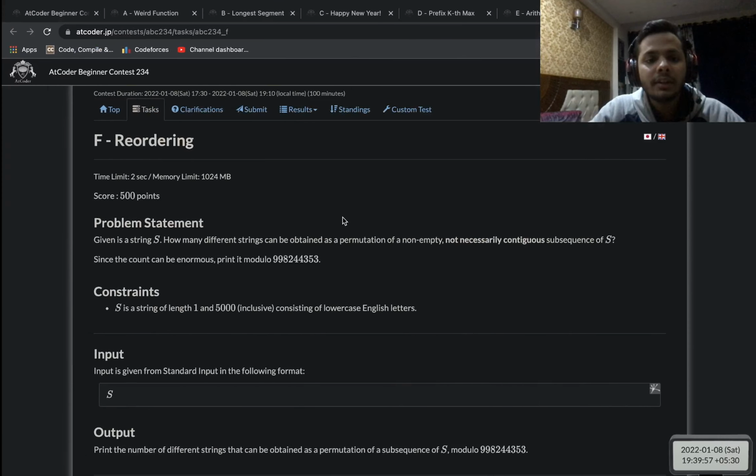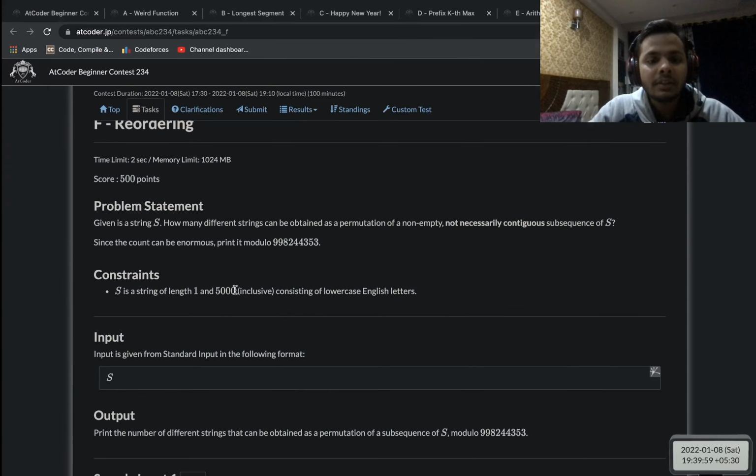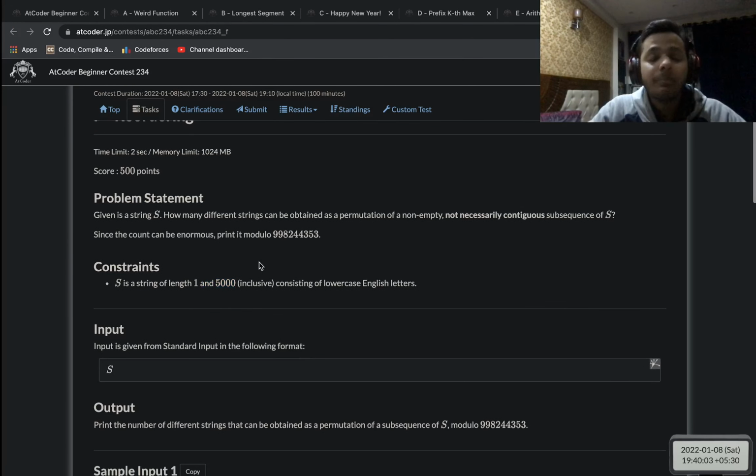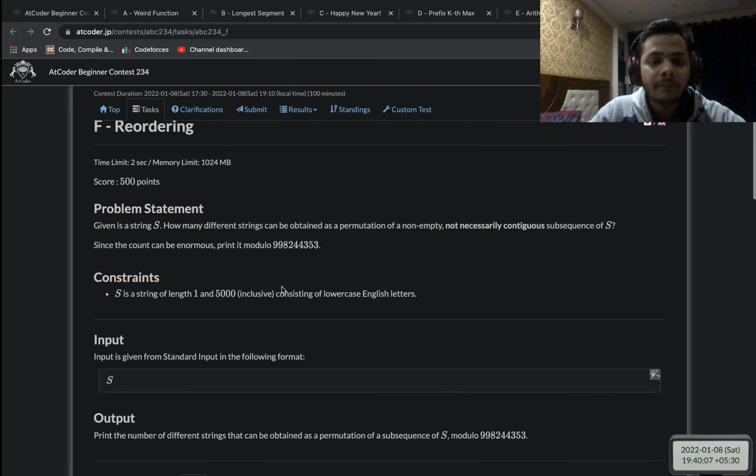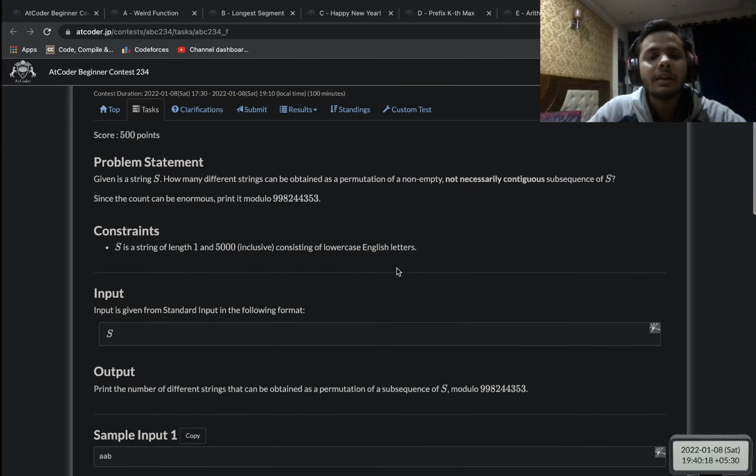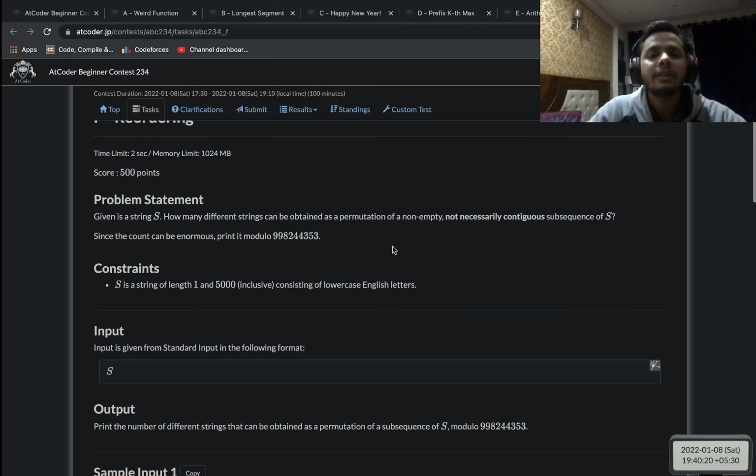Another thing to notice here is again the constraints. The constraints say that the length of the string is up to 5 times 10 to the power 3, right? And a hint which is always there when the length in the constraints is up to 5000 is that O of n squared works for n equal to 5000. So they are probably trying to hint us towards an O of n squared solution.